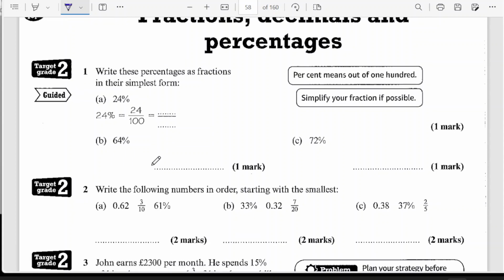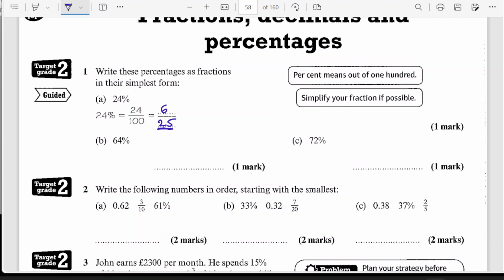Write these percentages as fractions in their simplest forms. So 24% is our starting point. 24% means 24 out of 100, so we put it over 100 to start with. Then we look for common factors, and we find that 4 goes into them both. So 24 divided by 4 gives me 6, and 100 divided by 4 gives me 25. Then we look for a common factor of 25 and 6, and there aren't any, so we stop there. We could have done that in stages. We could have simplified it to 12 over 50 and then 6 over 25.